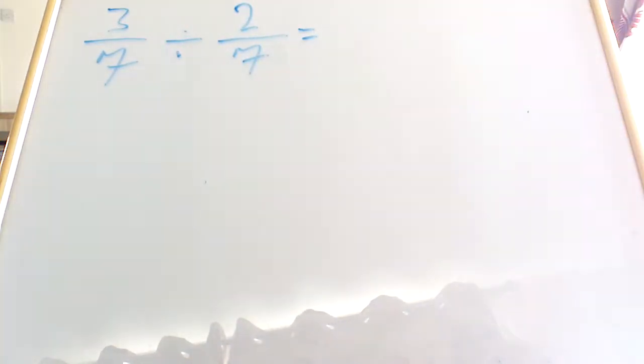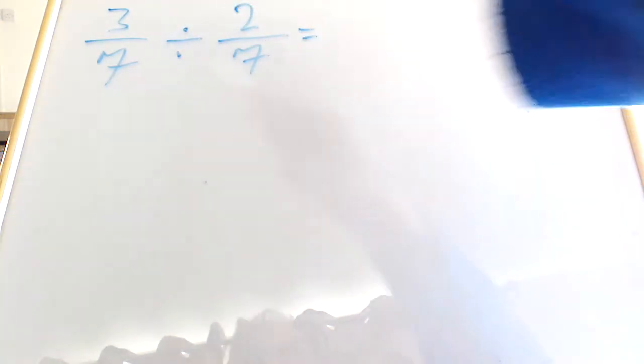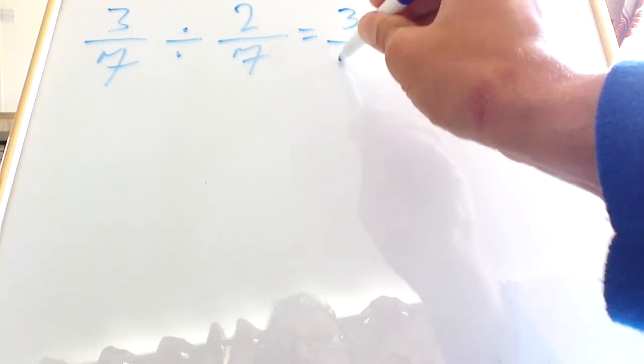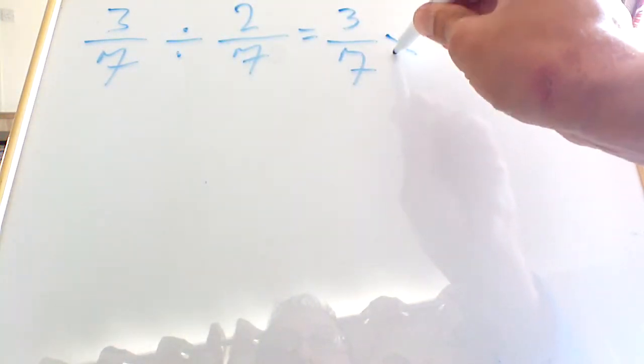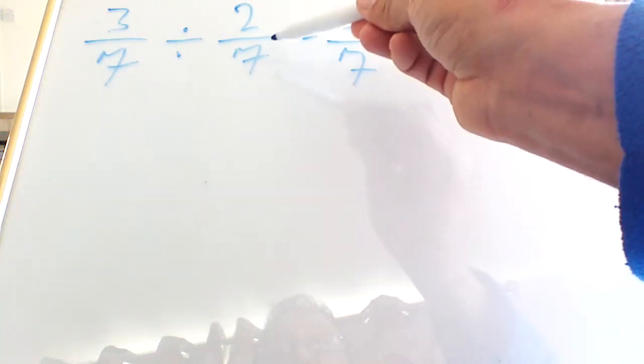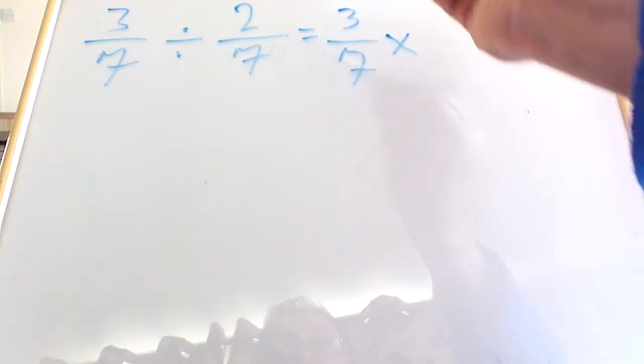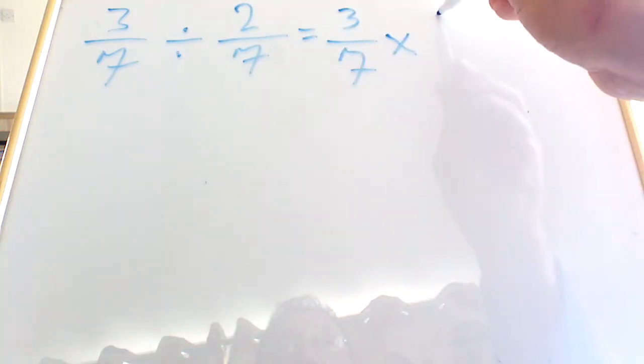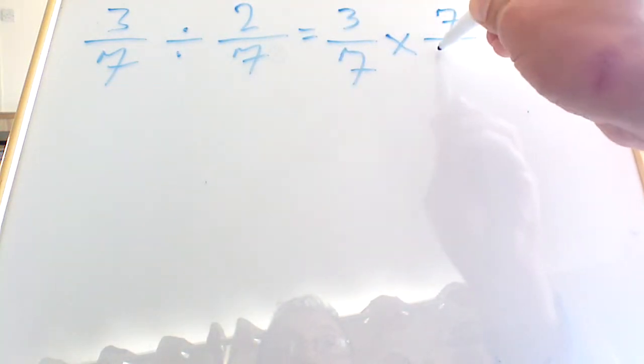So we have 3/7, and we're going to divide that by 2/7. Okay, so remember, we're going to move the first fraction over. We're going to keep it as it is, so 3/7. We're going to change the operation, so instead of dividing, we're going to multiply. And remember what we do to the second fraction? We flip it over. So on this side of the equal sign, it's 2/7. On this side, it's going to be 7/2.